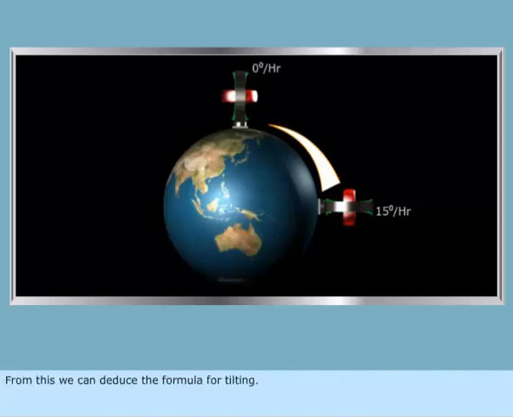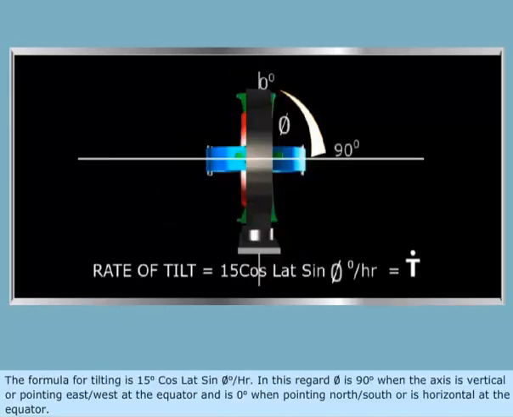From this, we can deduce the formula for tilting. The formula for tilting is 15 degrees cosine latitude sine theta degrees per hour. In this regard, theta is 90 degrees when the axis is vertical or pointing east or west at the equator, and is 0 degrees when pointing north or south or is horizontal at the equator.